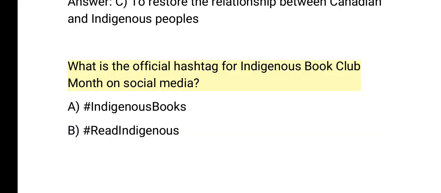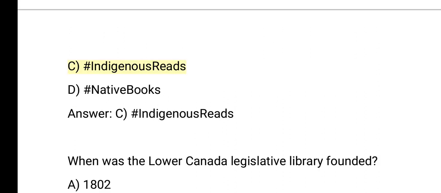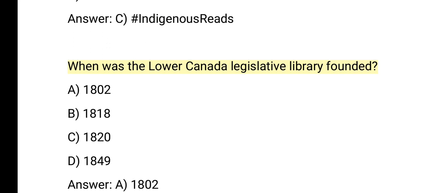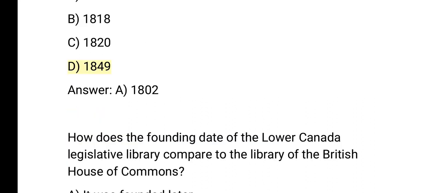What is the official hashtag for Indigenous Book Club Month on social media? A. Hashtag Indigenous Books. B. Hashtag Read Indigenous. C. Hashtag Indigenous Reads. D. Hashtag Native Books. Answer: C. Hashtag Indigenous Reads. When was the Lower Canada Legislative Library founded? A. 1802. B. 1818. C. 1820. D. 1849. Answer: A. 1802.